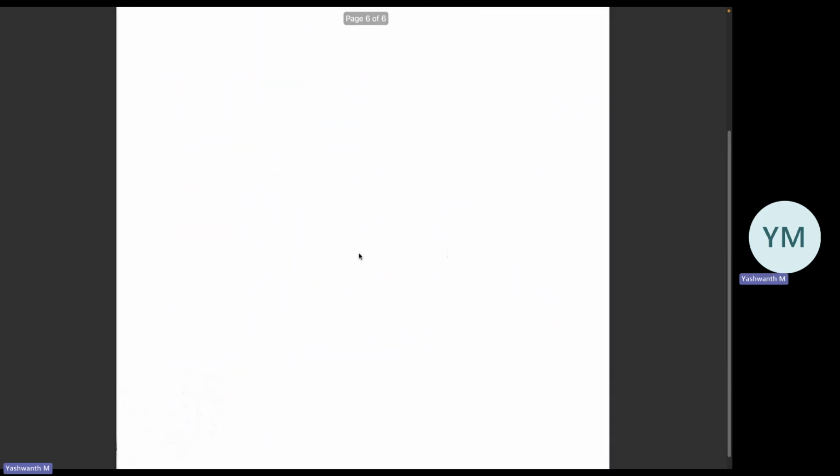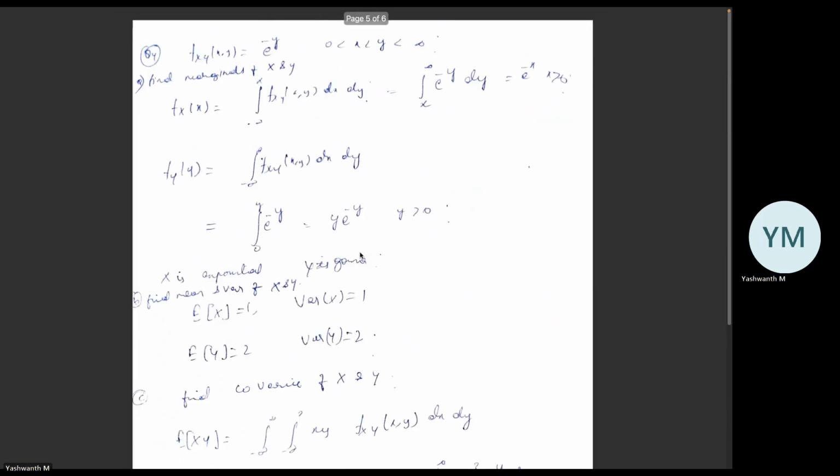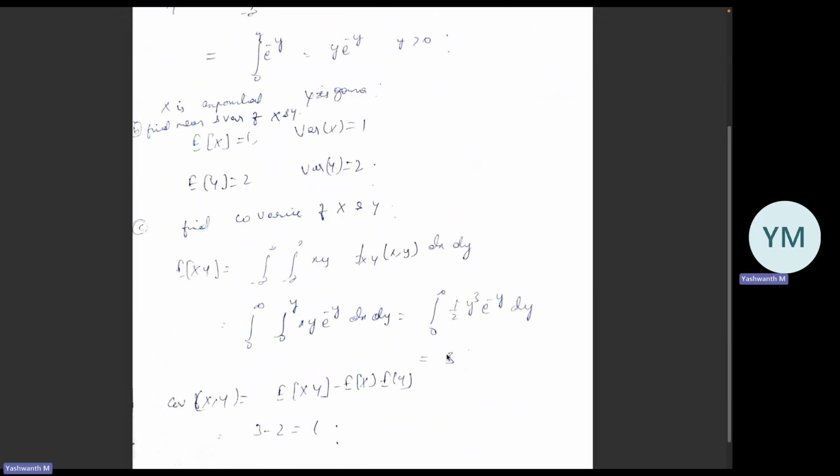Find the covariance of x and y. So covariance is E of xy minus E of x times E of y. E of xy is simply integrating this over the joint distribution, and that we get to be 3. And covariance of xy is E of xy minus E of x into E of y, that is 1.